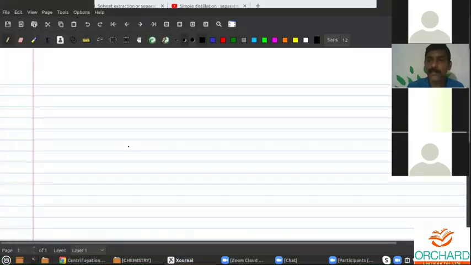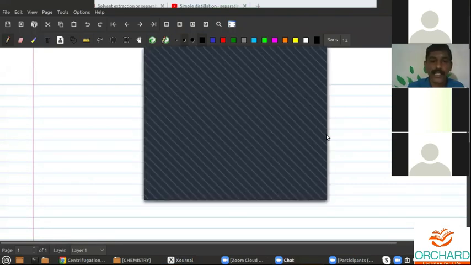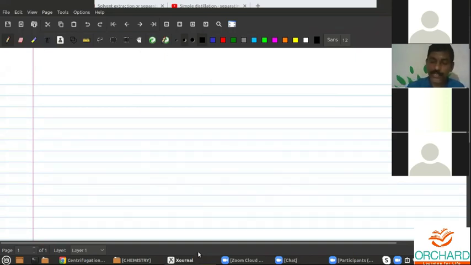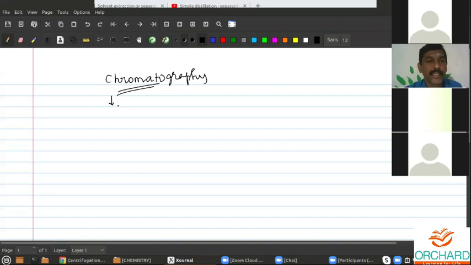Are you able to see the screen? So please check if you are able to see the screen. Anyone can confirm. Okay, thanks Niranjana. Okay, so this is the fourth technique we are going to learn, that is chromatography. Okay, chromatography. So what do you mean by chromato? It means color. Okay, color, separation of colors. I mean separation of color dyes. Okay, dyes. And particularly we are going to learn about paper chromatography.